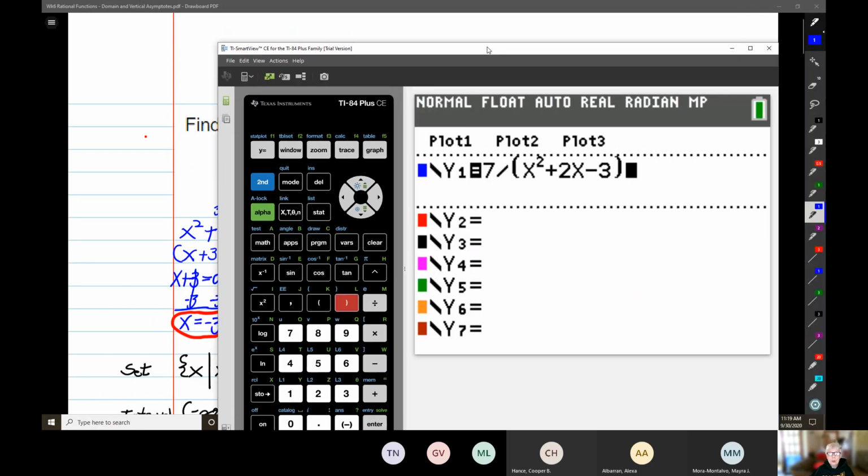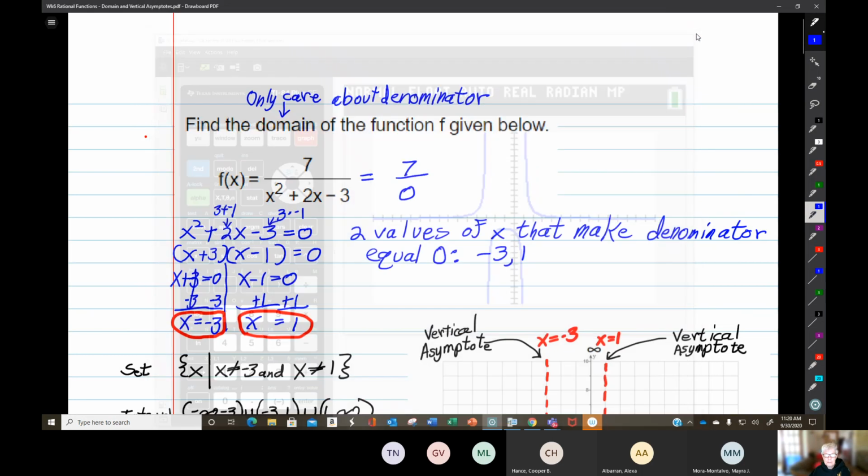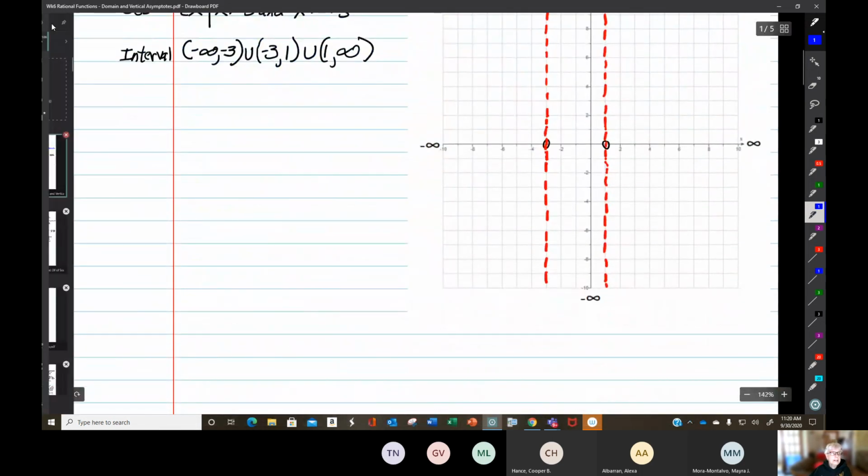And now I'm going to graph it. That's what it looks like. Is that cool? You've got vertical asymptotes at x equals -3, going all the way up and down, and at x equals 1, all the way up, all the way down. And the graph is drawn in 3 separate segments. I didn't mean to turn it off again, but let me save this.